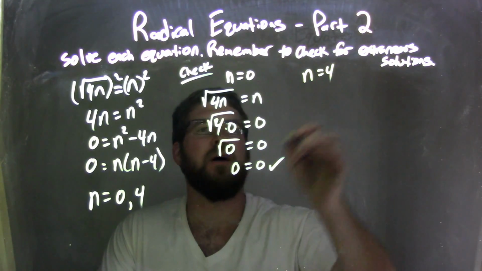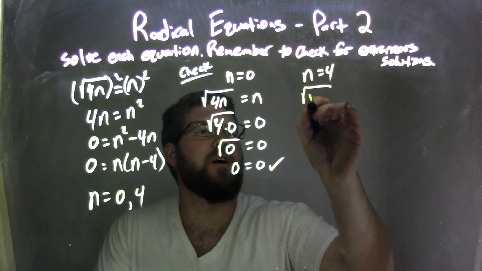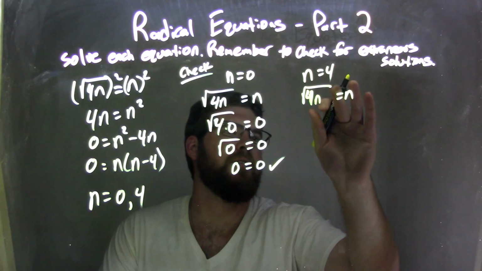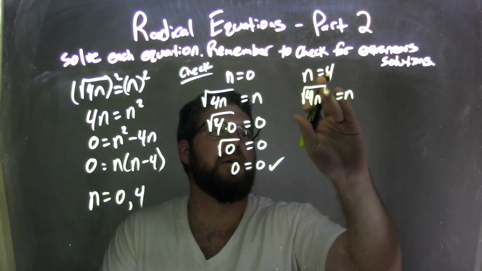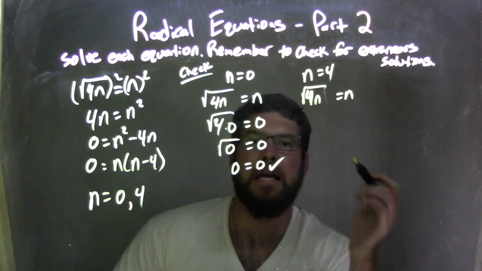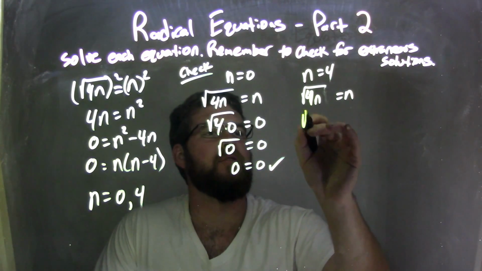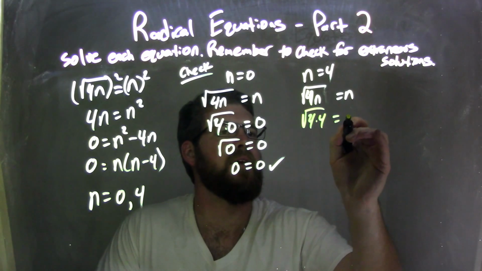But we've got another one to check. So n equals 4. We can't forget it. So the square root of 4n equals n. From there, I need to plug 4 in. So I have the square root of 4 times 4 equals 4.